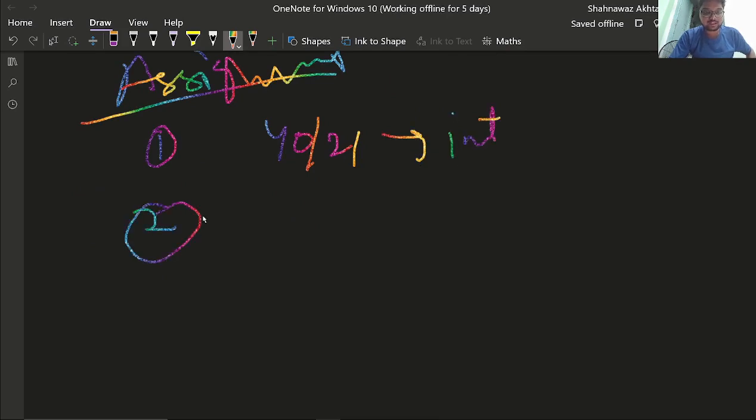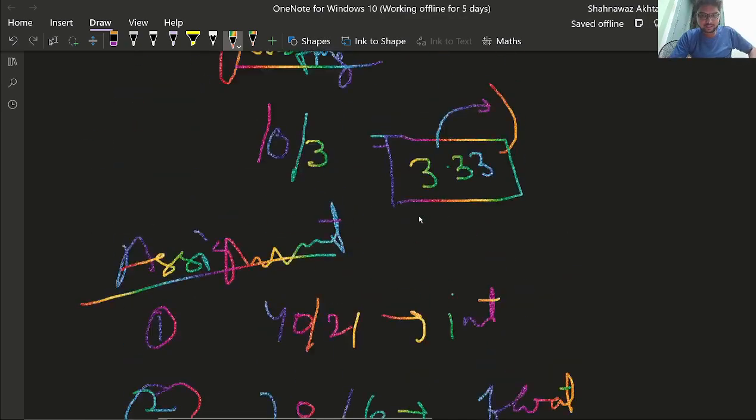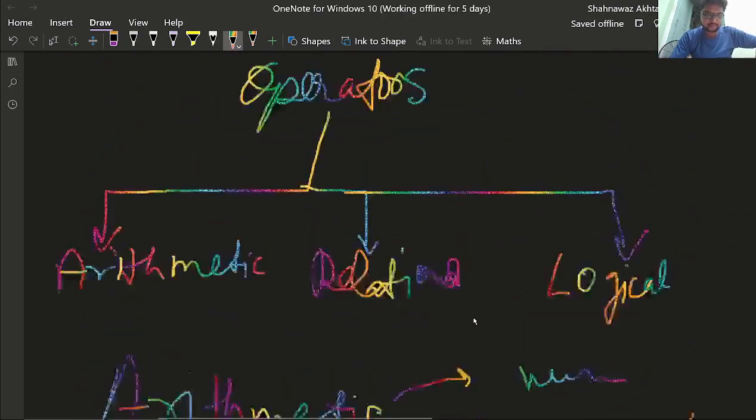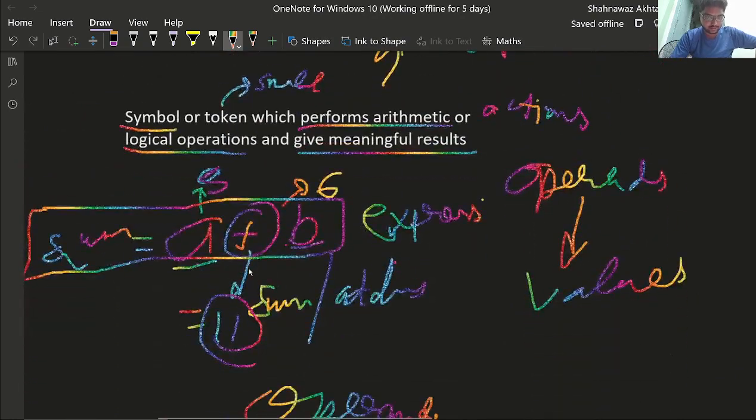Then the second part, 20 divided by 6, when it is a floating part. All right, float or double, whatever you can say. Now, see, have you seen this example carefully?